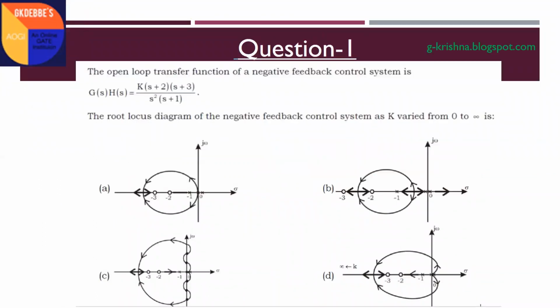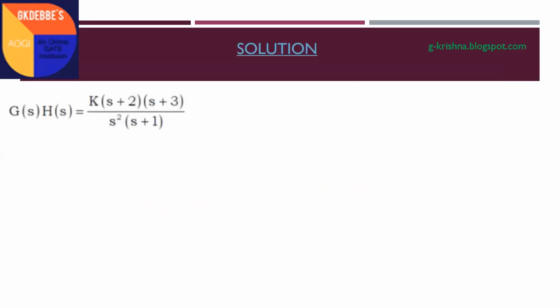The open loop transfer function of a negative feedback control system is given. GH is equal to K into (S plus 2) into (S plus 3) by S square into (S plus 1). And the root locus diagram of the negative feedback control system has K varying from 0 to infinity. These are the options shown here. Let us go for the solution.